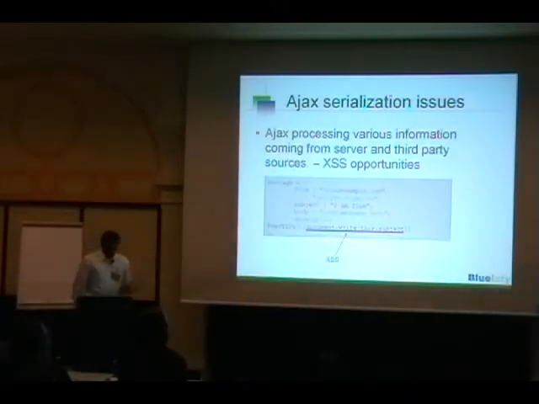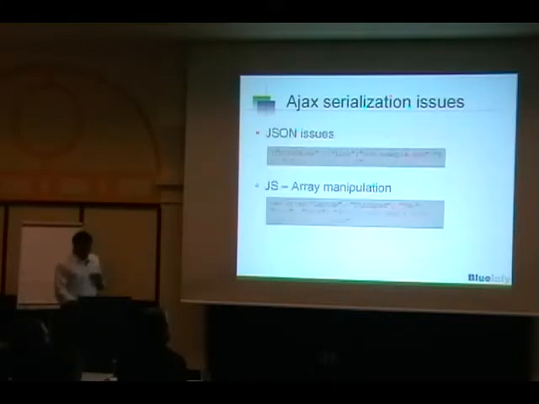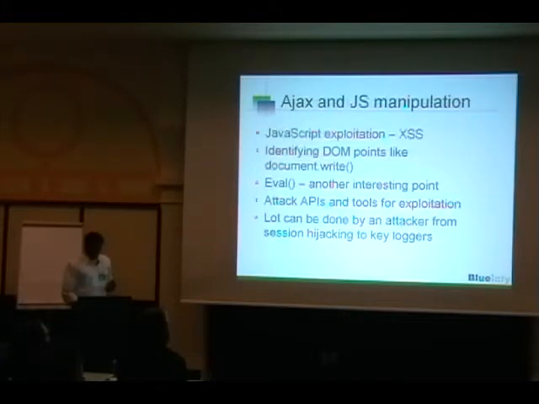Ajax serialization: Ajax processing various information coming through third parties. Over here this is an object coming in, and for example in this function you see document.write of this.subject. So if someone has injected JavaScript in your subject coming through your email, then wherever these calls get executed will be vulnerable to XSS. Similarly, someone can inject stuff in a JSON array or a JS array as well.